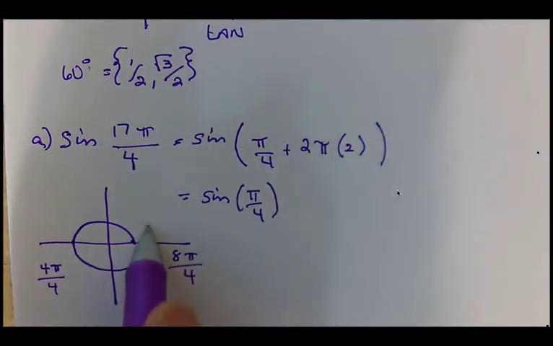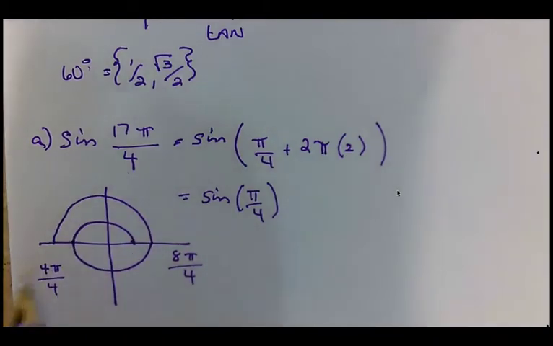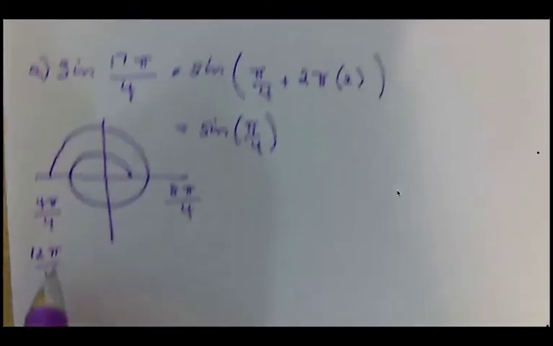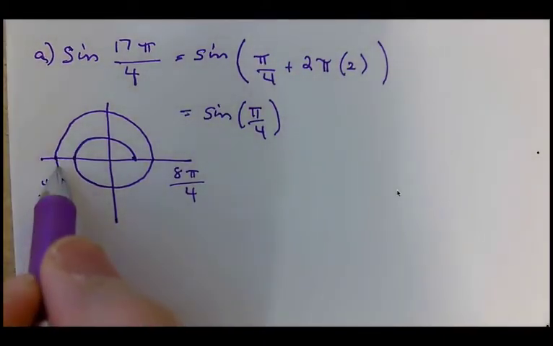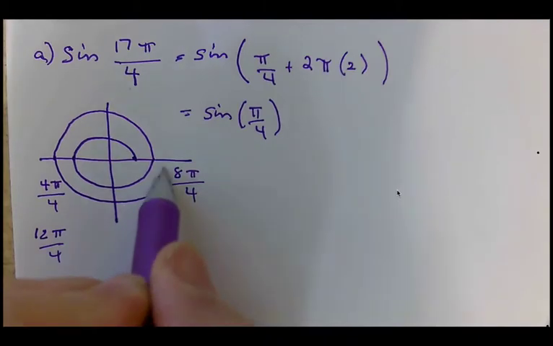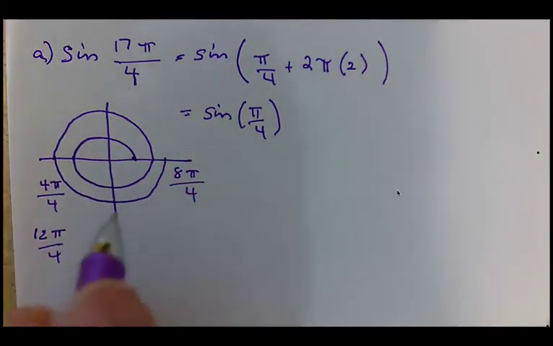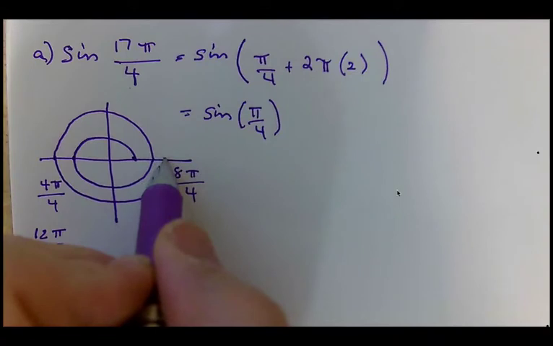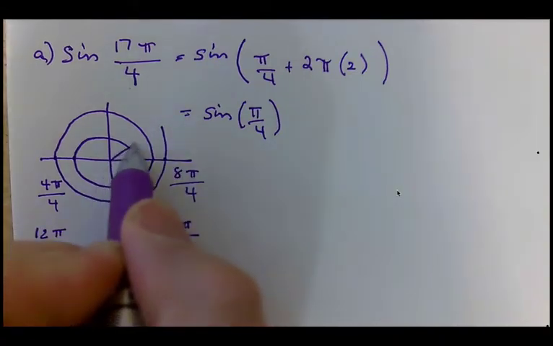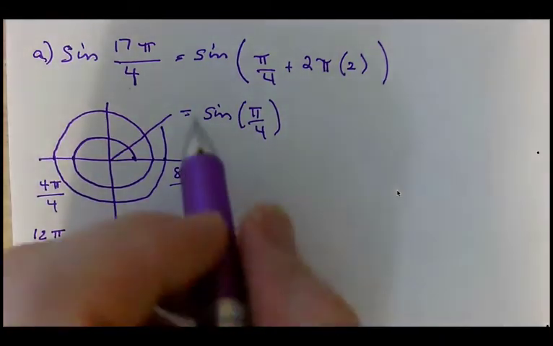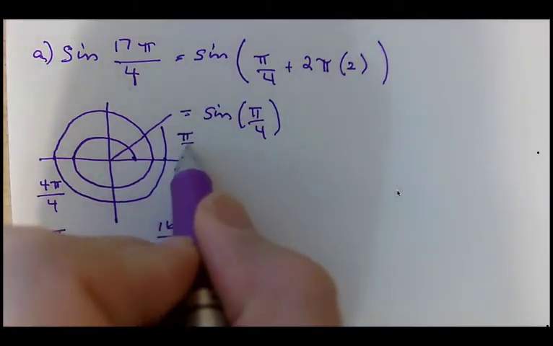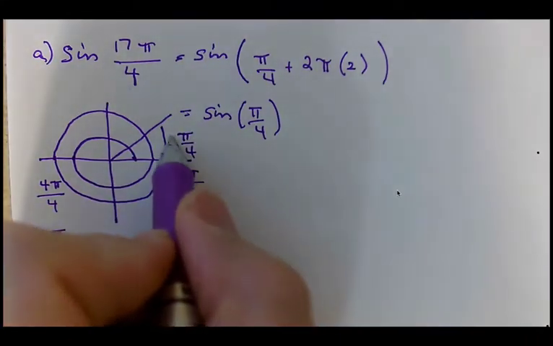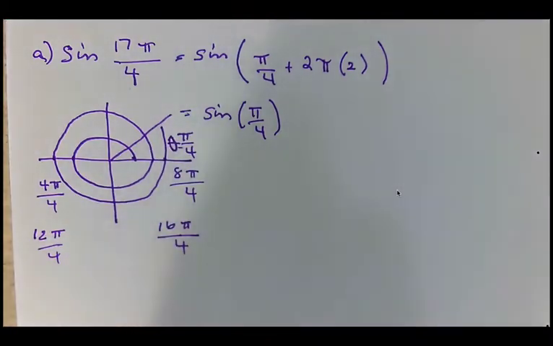my next rotation, 12 pi over 4, 16 pi over 4, and then I come up 4 pi over 4. And that is my angle there.